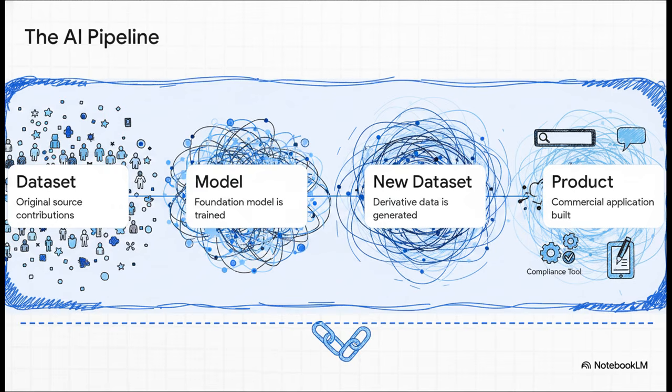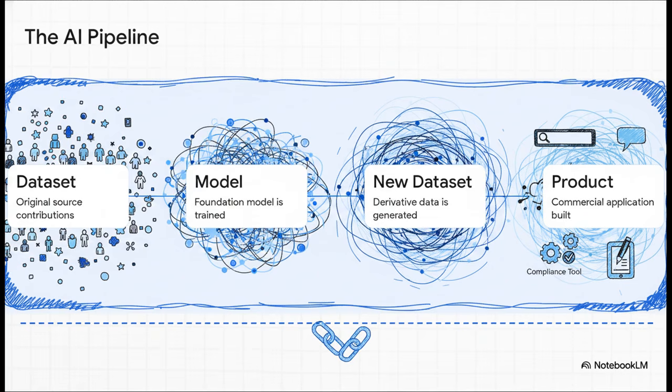It's a multi-layered process. You start at step 1, where a single dataset is created, right? And that often contains millions of individual human contributions. That dataset then influences step 2, a foundational model. That model then shapes step 3, a derivative dataset. And finally, that derivative dataset powers step 4, the actual commercial product. Maybe it's a recommendation engine, a compliance tool, or a generative AI app.